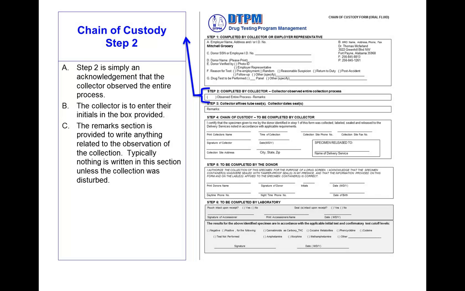Step 2. Step 2 is simply an acknowledgement that the collector observed the entire process. The collector is to enter their initials in this box, just stating that they did observe the entire process, and that the remarks section is typically not used unless there's a problem.